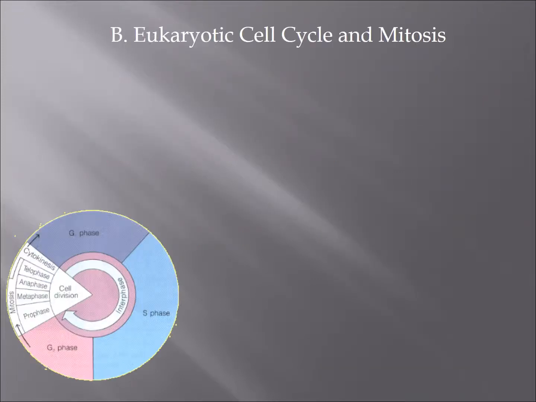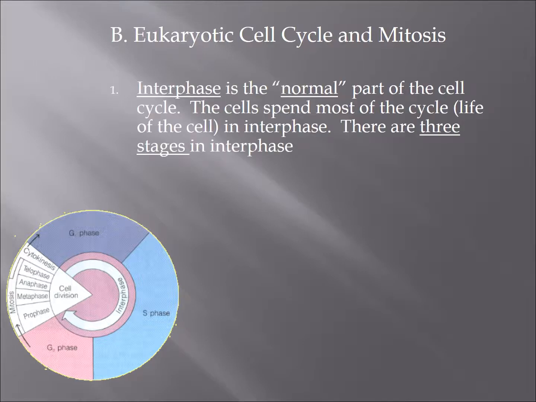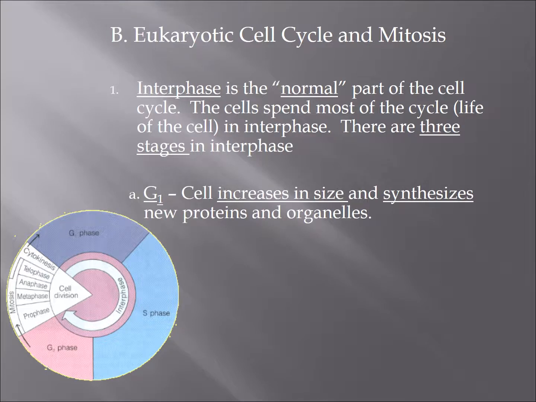All right, so let's look at the life cycle of eukaryotic cells. First you have what's called the interphase. The interphase is the normal part of the cell cycle. The cell spends most of its time in this, and there are 3 stages in interphase. The first stage is G1. G1 is when the cell increases in size and it synthesizes new proteins and organelles. This is really the growing up period of the cell.